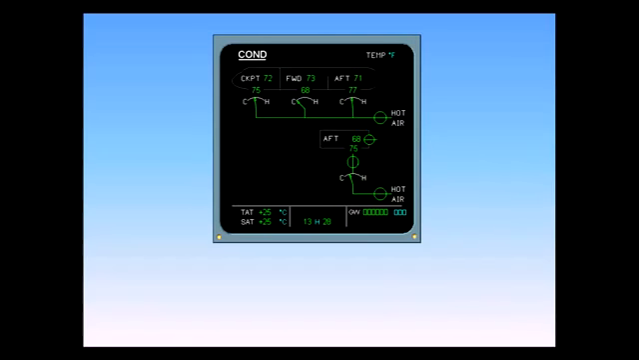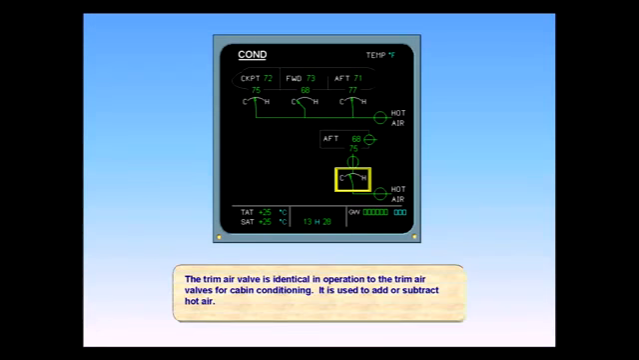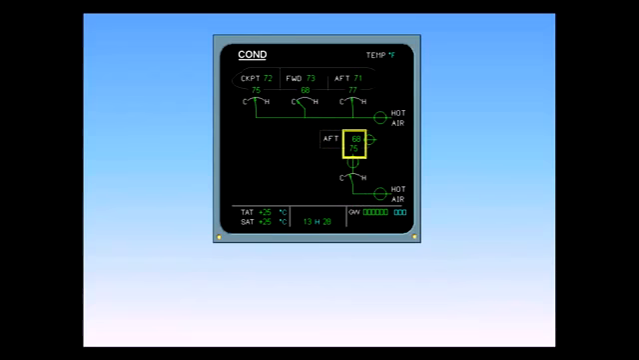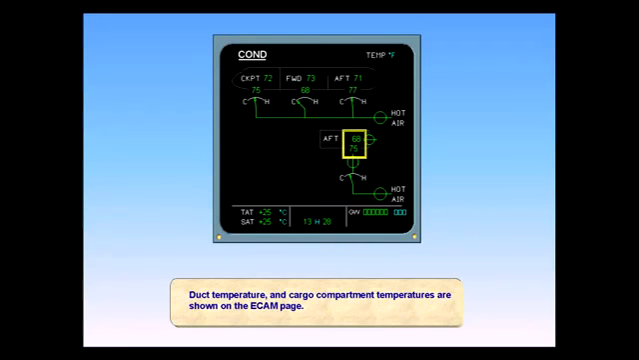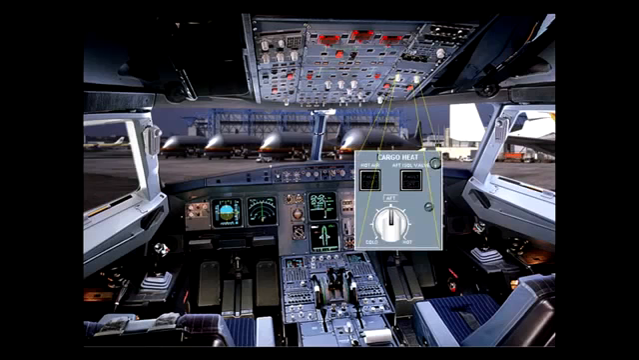The trim air valve is identical in operation to the trim air valves for cabin conditioning. It is used to add or subtract hot air. Duct temperature and cargo compartment temperatures are shown on the ECAM page. On the overhead panel, there is a cargo heat panel that contains the controls associated with cargo heating and conditioning.